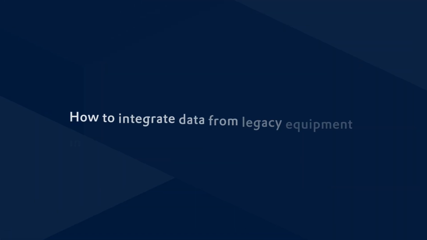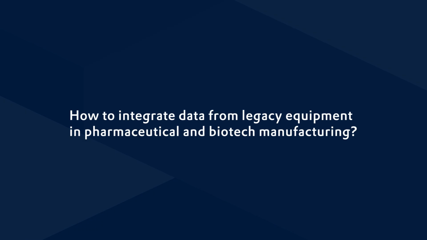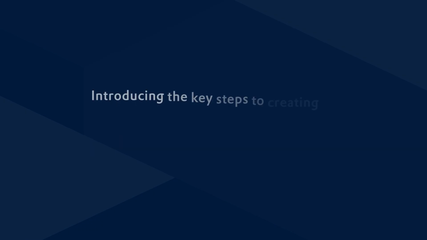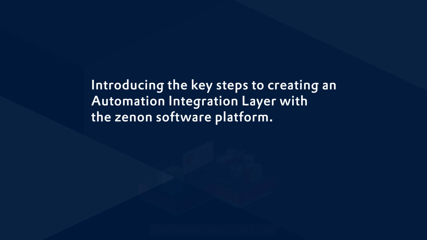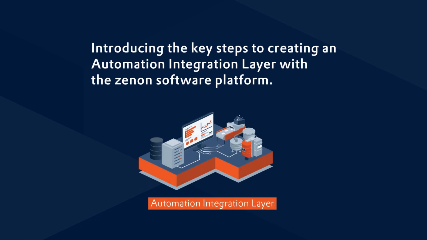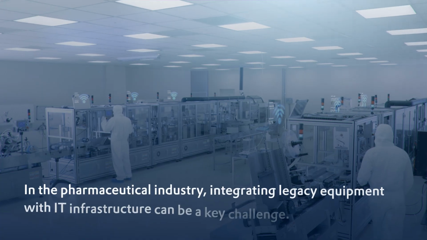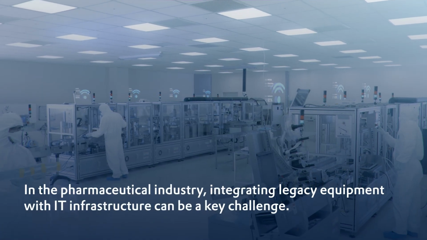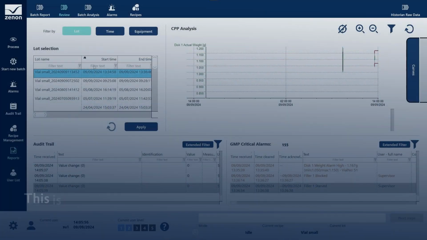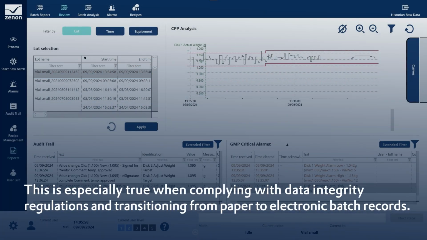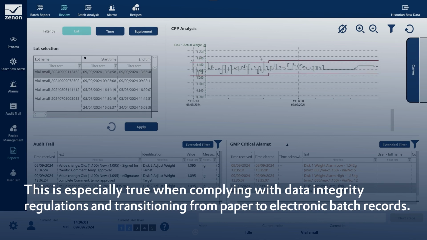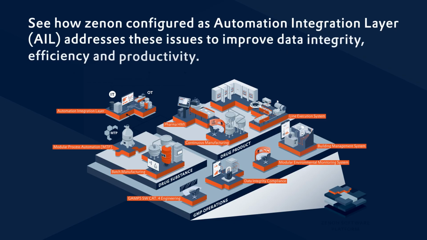How to integrate data from legacy equipment in pharmaceutical and biotech manufacturing. Introducing the key steps to creating an automation integration layer with the Xenon software platform. In the pharmaceutical industry, integrating legacy equipment with IT infrastructure can be a key challenge. This is especially true when complying with data integrity regulations and transitioning from paper to electronic batch records. See how Xenon, configured as an automation integration layer, AIL, addresses these issues to improve data integrity, efficiency, and productivity.